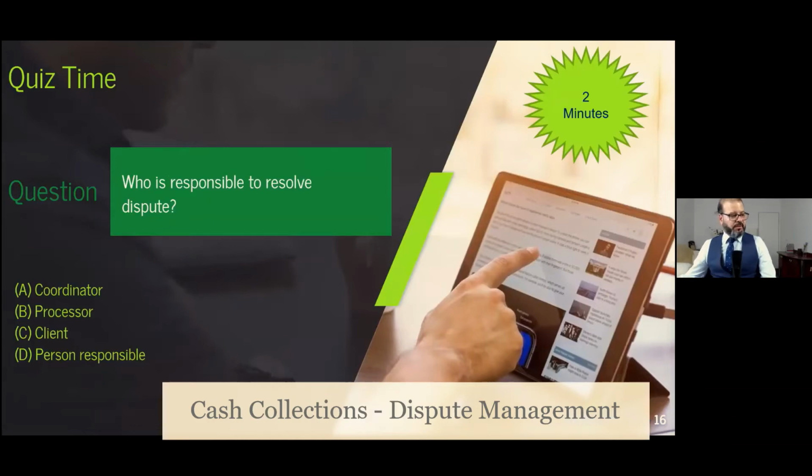Who is responsible to resolve the dispute? We had a look at the coordinator role. We had a look at the processor role. We had a look at the person responsible as well. And we had a look at the client as well. So who eventually is responsible to resolve the disputes?